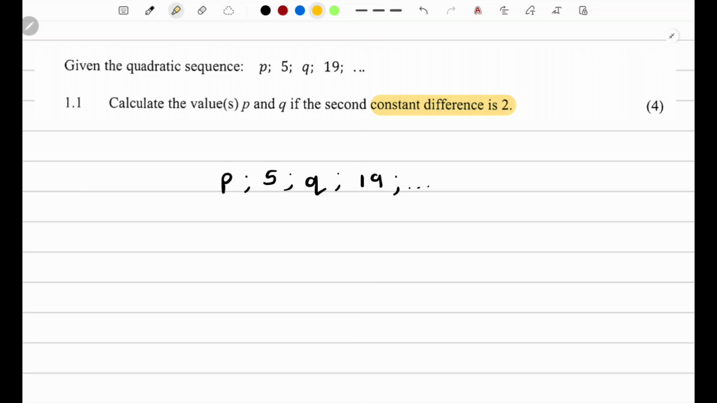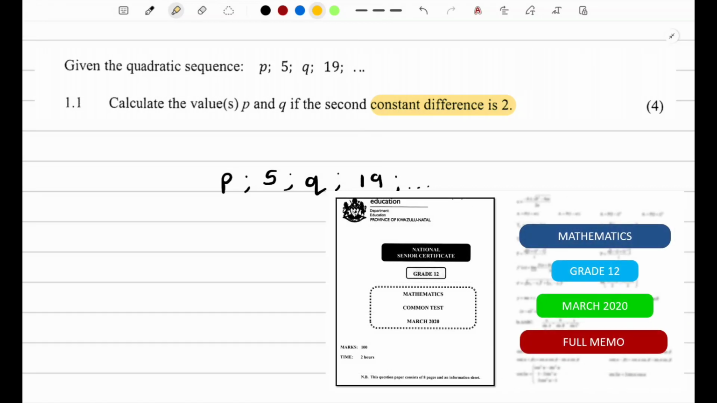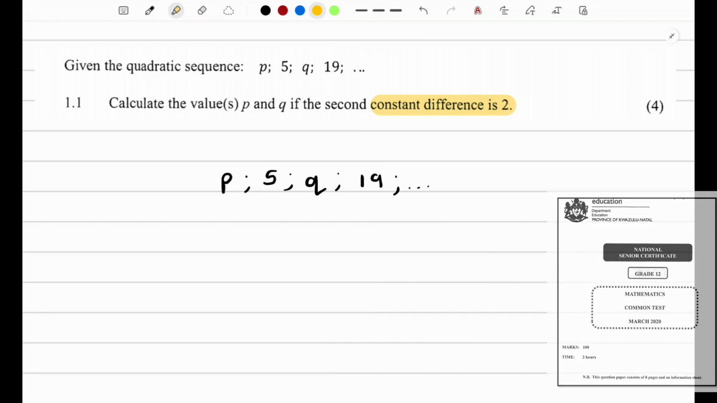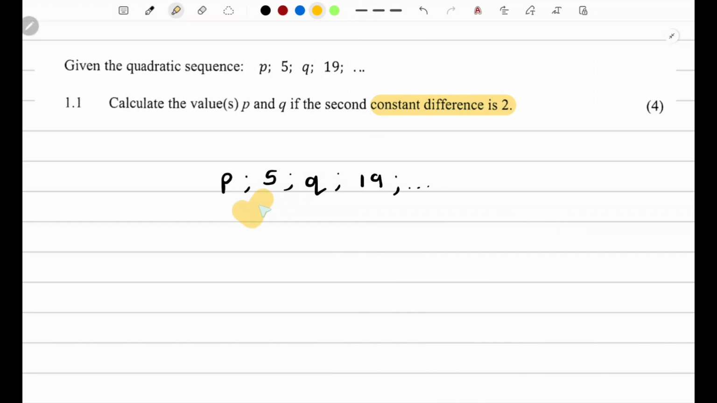So in this case, since the constant difference is already 2, like I've already shown you in the actual past paper that this is from, the KZN March 2020 common test, you would simply just find the first difference. So we're going to just say 5 minus P, and then of course Q minus 5, and 19 minus Q. And by the time we get to this point, we can go ahead and find the second constant difference.